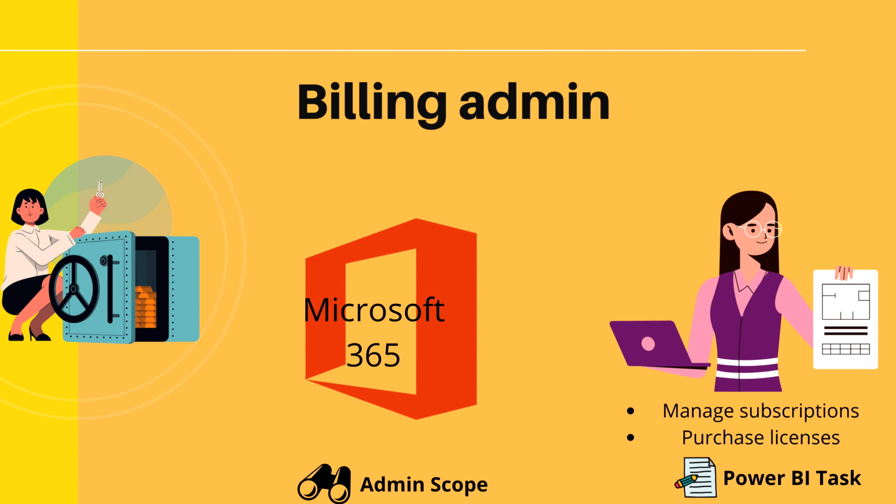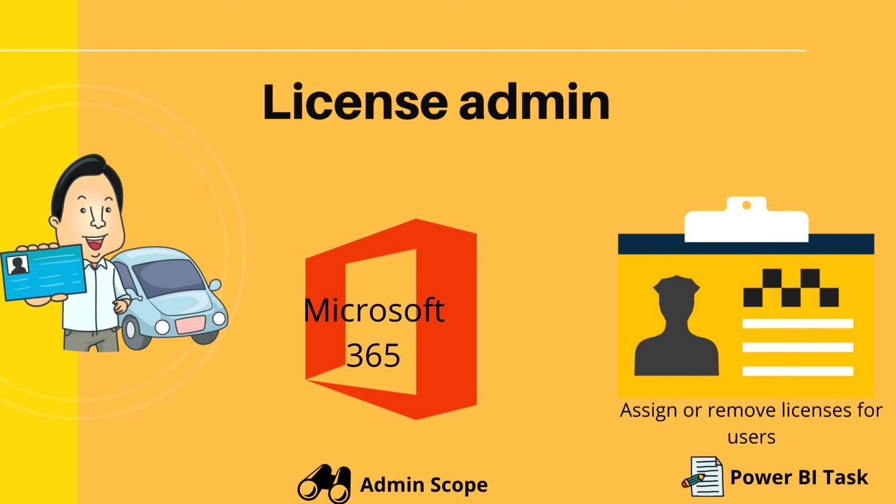Now let's talk about the second role, which is Billing Admin. Its scope is Microsoft 365 only. The admin of this role can manage subscriptions and purchase licenses for other users. Third one is License Admin. Scope is the same as the previous two roles, that is Microsoft 365. And if we talk about the Power BI tasks, then this role can assign or remove licenses for users.